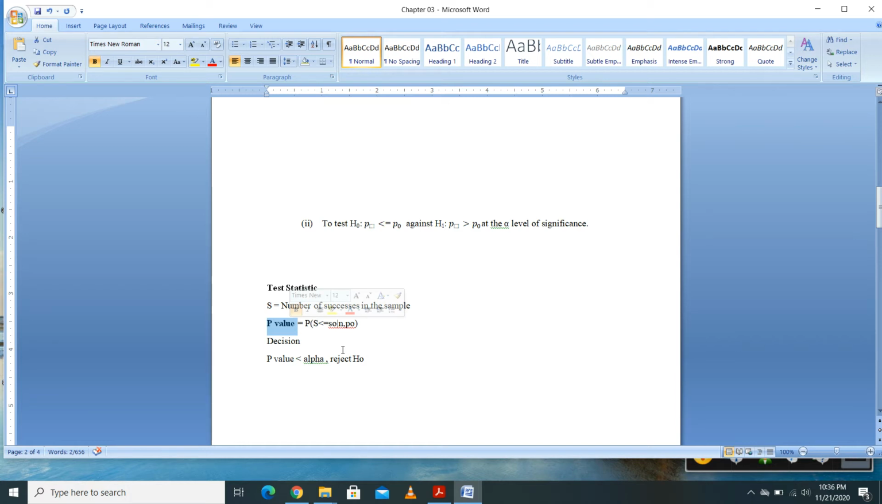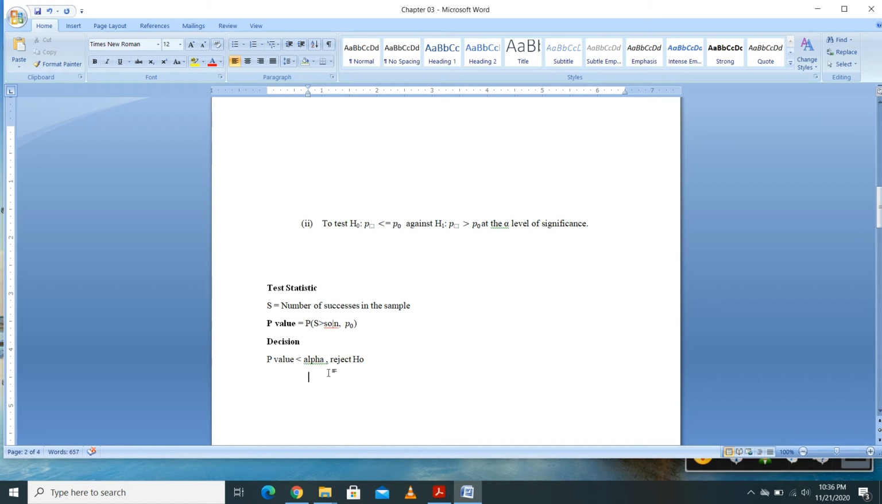Then we need to calculate the p-value. In this case it should be the probability that the test statistic is greater than or equal to the observed value of the test statistic, given that the sample size is n and p naught is the value we are testing for the population proportion. Given these values, we find the p-value. As in the previous case, if the p-value is less than alpha, we can reject H naught.